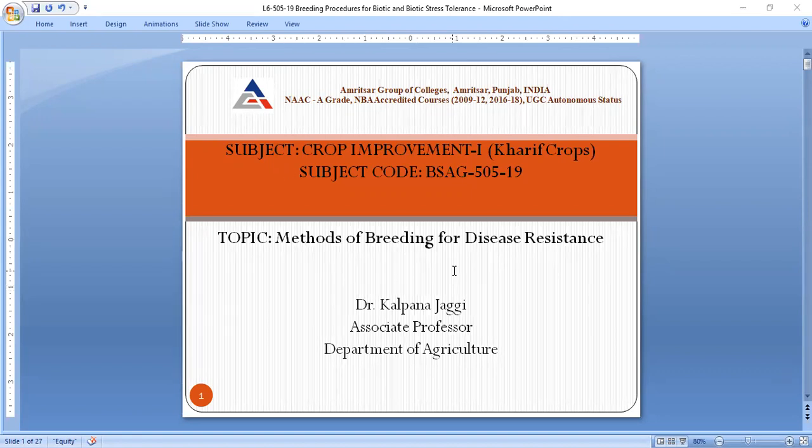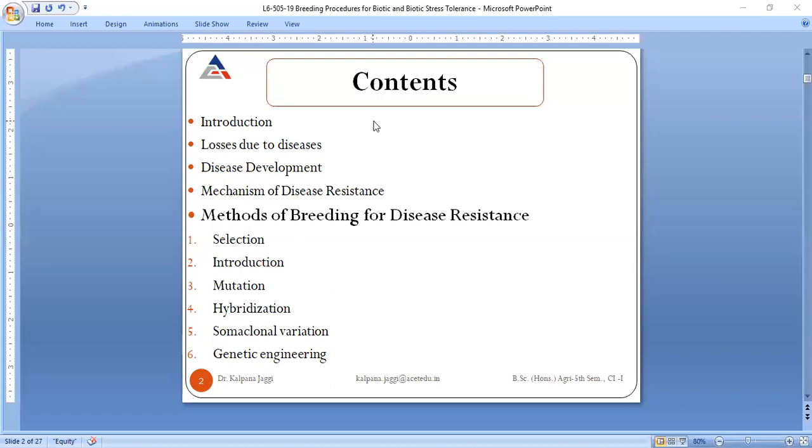We have already covered the introduction. We have already covered the losses that were taking place as a result of the origin of diseases. We often discussed the concept behind the development of diseases. We often talked about the mechanism that could create a variety that is no more susceptible to the disease. And we were left with certain methods of breeding for disease resistance, right? So this is what we are going to cover in today's lecture.